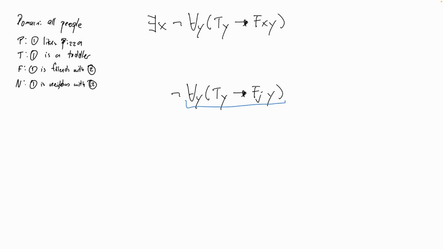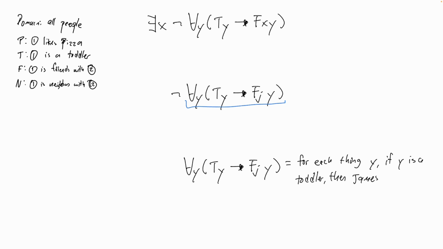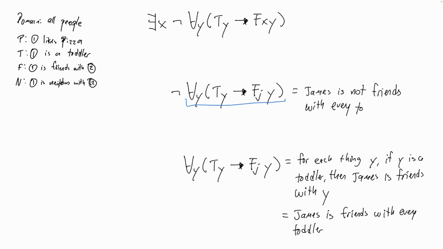So let's first translate for all y, if ty, then fjy. That says that for each thing y, if y is a toddler, then James is friends with y. In other words, James is friends with every toddler. So the negation of for all y, if ty, then fjy, just denies that James is friends with every toddler. So one natural way of capturing what is expressed by not for all y, if ty, then fjy, would be to write James is not friends with every toddler.